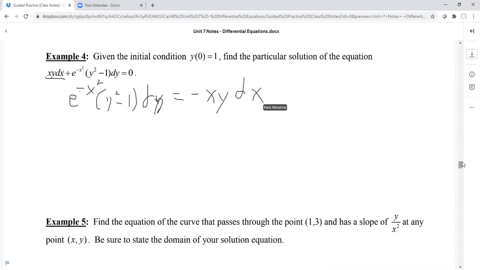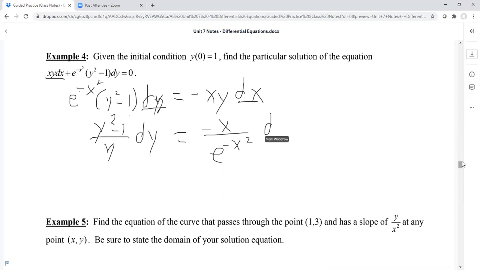So now I still have to separate all my x's from my y's. My dy's here, so all my y's are on the left, and my dx is there, so all my x's are going to go on the right. So this y that's over here with the negative x dx, I'm going to divide it over with the other y. So I've got y squared minus 1 all over y dy. And then I'm going to divide by e to the negative x squared because I need that over here. So this is going to be negative x over e to the negative x squared dx.